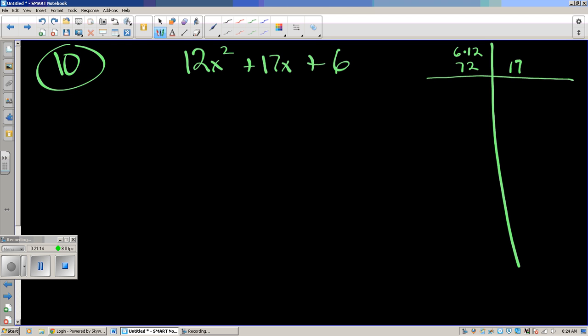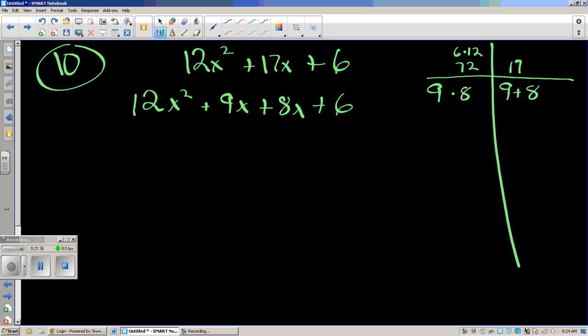9 times 8. 9 times 8, good. And they're both positive here. Okay. So then I've got 12x squared plus 9x plus 8x plus 6. Split the middle term. Yes, split that middle term.